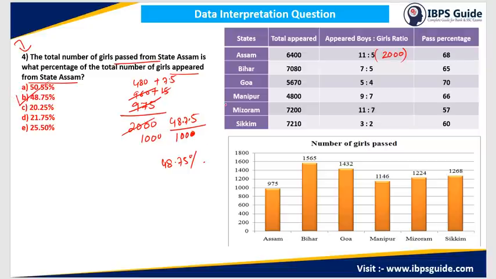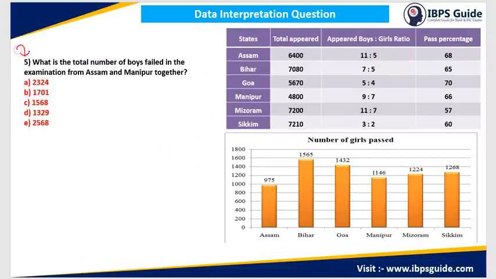Now let's move on to our question number 5. So in question number 5 they are asking what is the total number of boys failed. Okay, so here they have discussed about the fail criteria in the examination from Assam and Manipur together. So आप कैसे निकालोगे, failed कैसे निकालेंगे? First I will try to calculate the total number of boys. Okay, total boys. For example मैं असम के लिए निकालना चाहता हूँ, I want to find first for Assam.